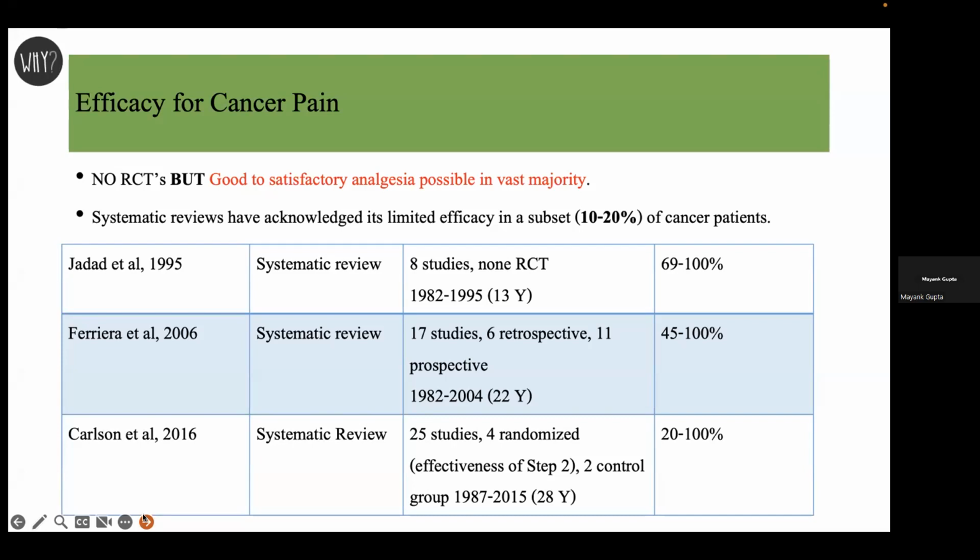However, all the retrospective studies and the observational studies have found good to satisfactory analgesia in the vast majority of the cases. So these are the 3 systematic reviews which have seen the efficacy of the WHO analgesic ladder in the management of cancer pain. They also acknowledge that the ladder is able to effectively manage pain in the majority of patients.